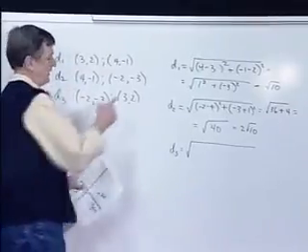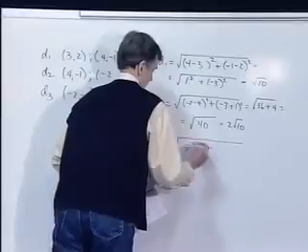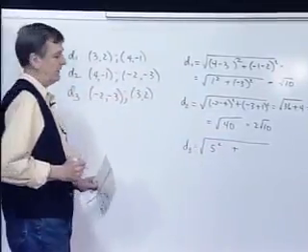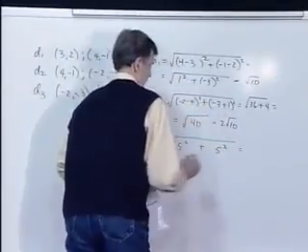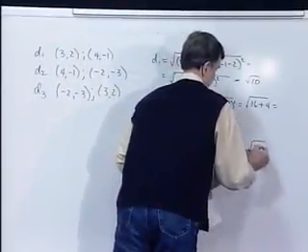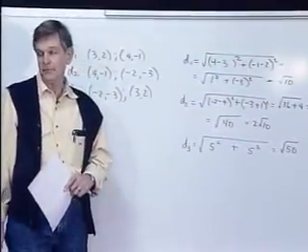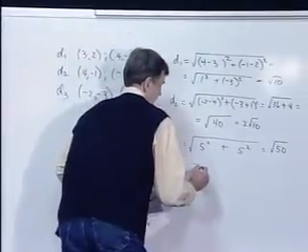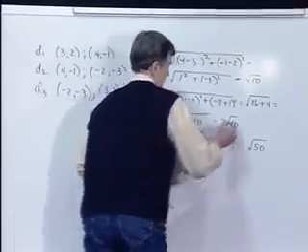Let's just take a shortcut here. 3 minus negative 2 is 5 squared. And 2 minus negative 3 is 5 squared. So what we have there is the square root of 50, 25 and 25. Are there any squares that will divide 50? Yeah, 25 will, sure. So that's going to be 5 times the square root of 2. So here are the 3 distances.